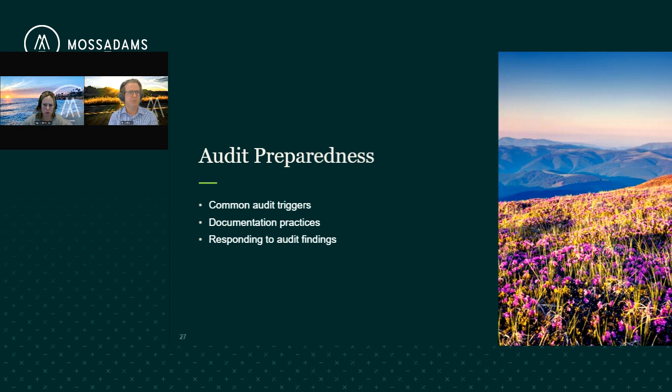So the key takeaway is that understanding common audit triggers, prioritizing strong documentation practices, and having a strategic plan for responding to findings greatly reduces audit risks and enhances your compliance in government contracting. And by staying proactive, which is really the name of the game with all of this, you'll not only address potential issues, but also build trust with your contracting officers, which is really key.